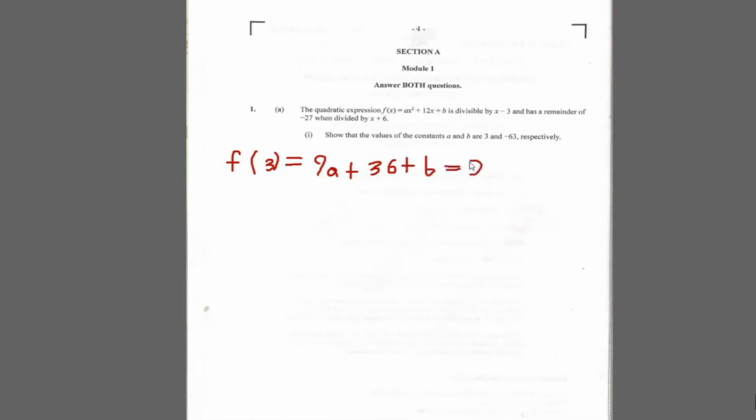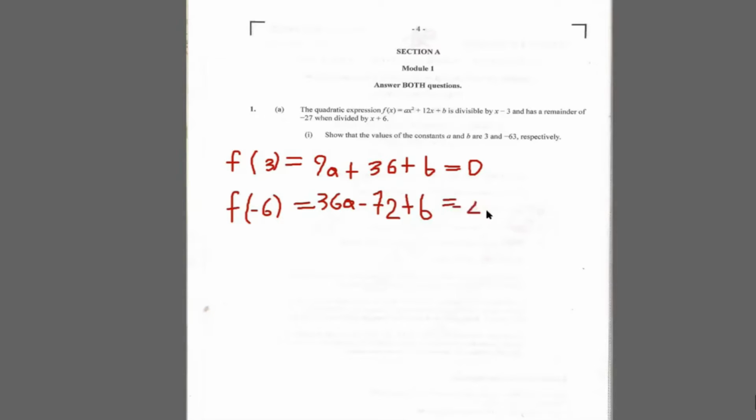And then the next equation that they give, they tell us that when it is divided by x plus 6, the remainder is negative 27. So they're telling us that f of negative 6 is negative 27. So putting in negative 6, you're going to get negative 6 squared, which is 36, so you get 36a. Negative 6 times 12, that's minus 72. Plus b, that's equal to negative 27.